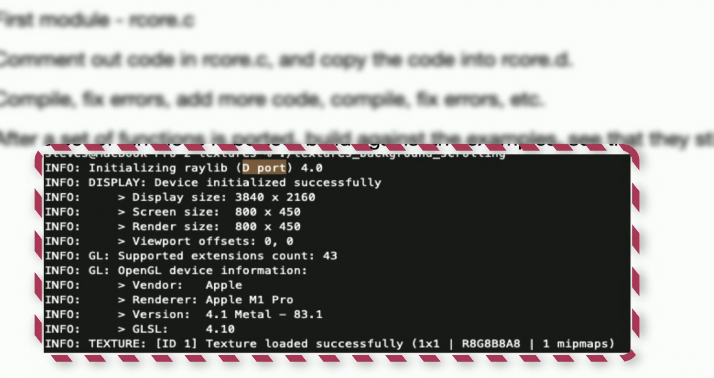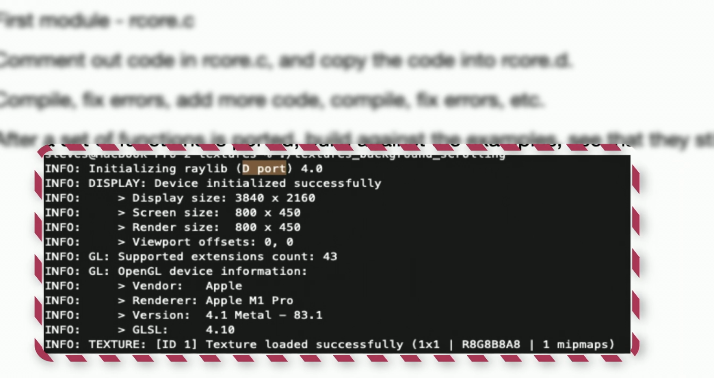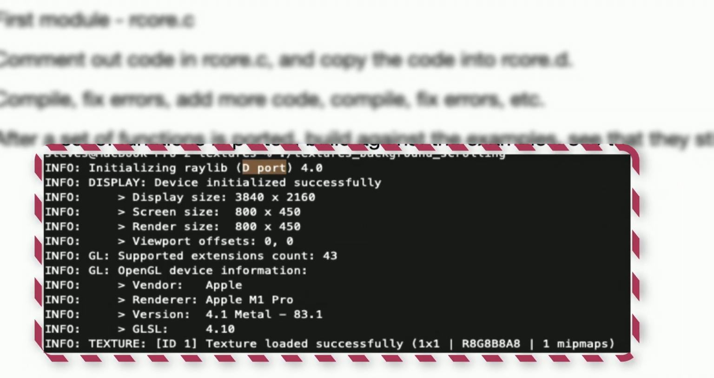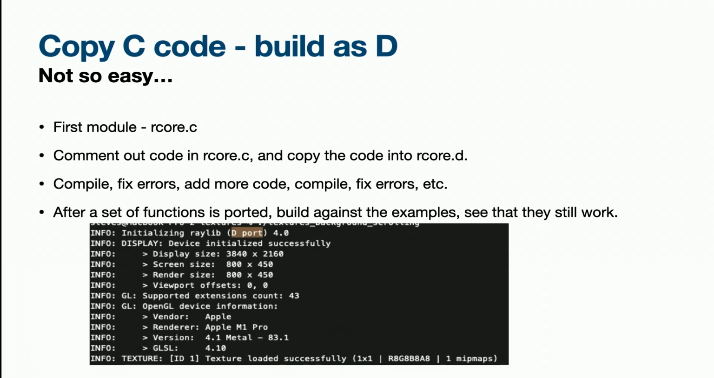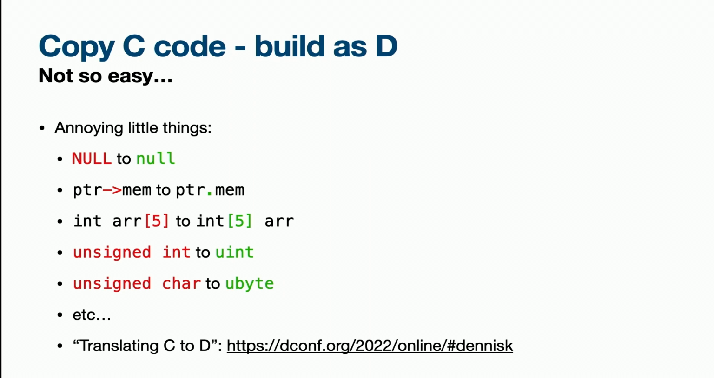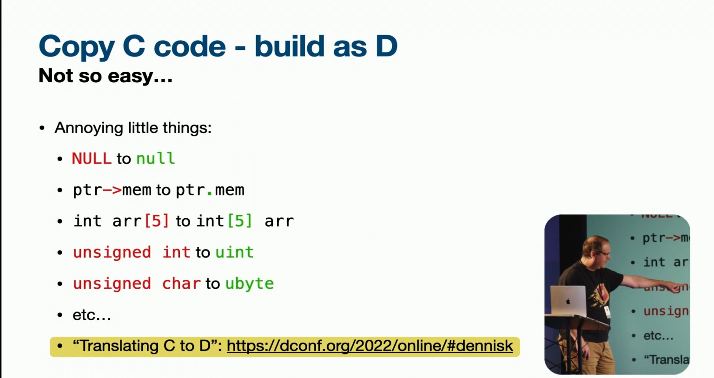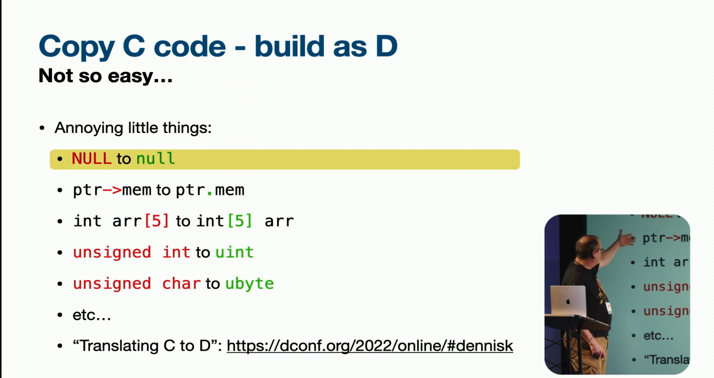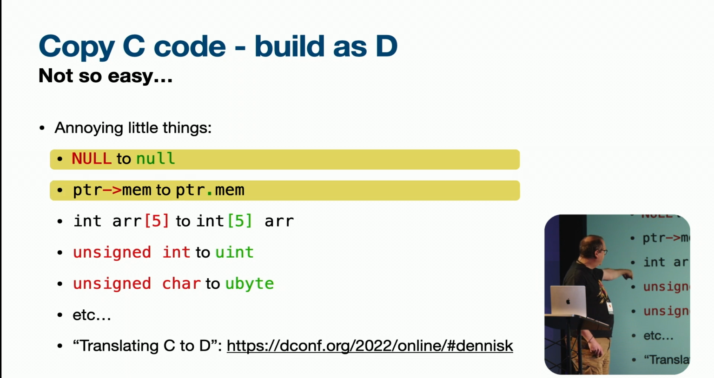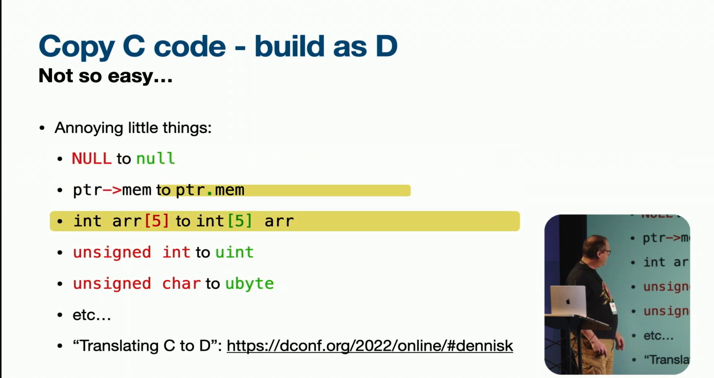Then after that's done, do it again. Copy some more code. Test again. Fix the errors, the annoying little things. These are the parts that I have listed at the bottom here. Watch Dennis's online talk. Dennis is going to come up a lot in this presentation. Watch the online talk that he made last year about his porting tool. Basically, simple things like null to null, arrow to dot, moving array indexes around, et cetera, et cetera.